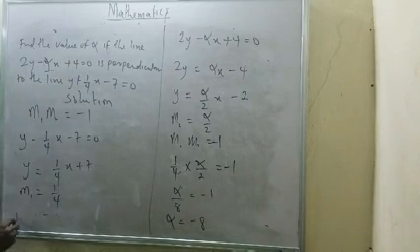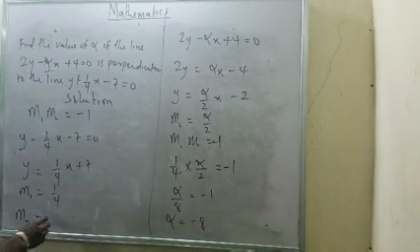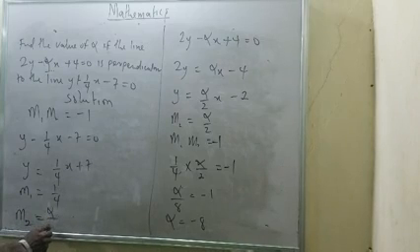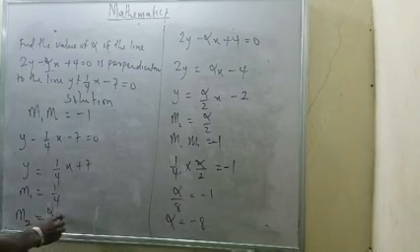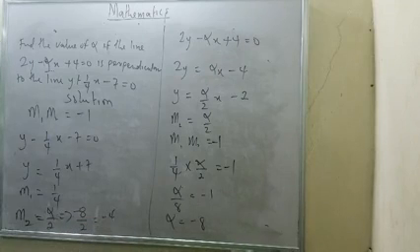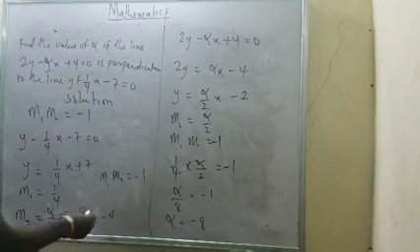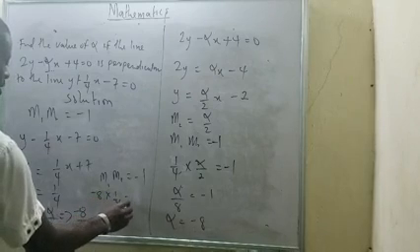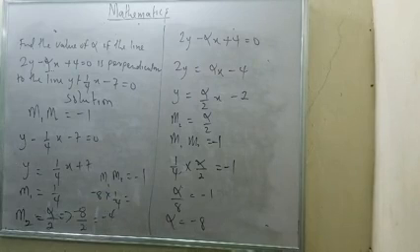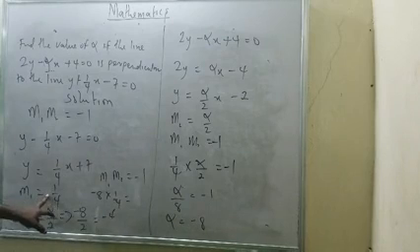For instance, my M2 now will be alpha all over 2, which implies minus 8 all over 2, which equals minus 4. Now, you will see that when you have M1 times M2, it will equal minus 1, because I have minus 4 multiplied by 1 all over 4.